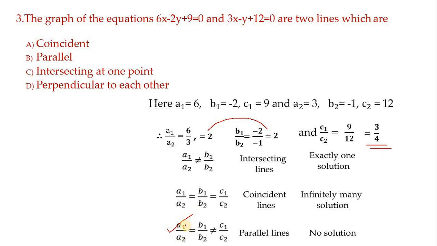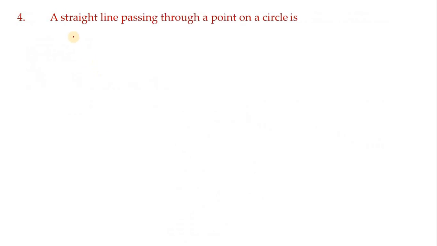So here A1 by A2 is equal to B1 by B2, which is not equal to C1 by C2. Hence, which kind of lines will it be? Parallel lines. Hence, option B is correct. Move on to the next one.